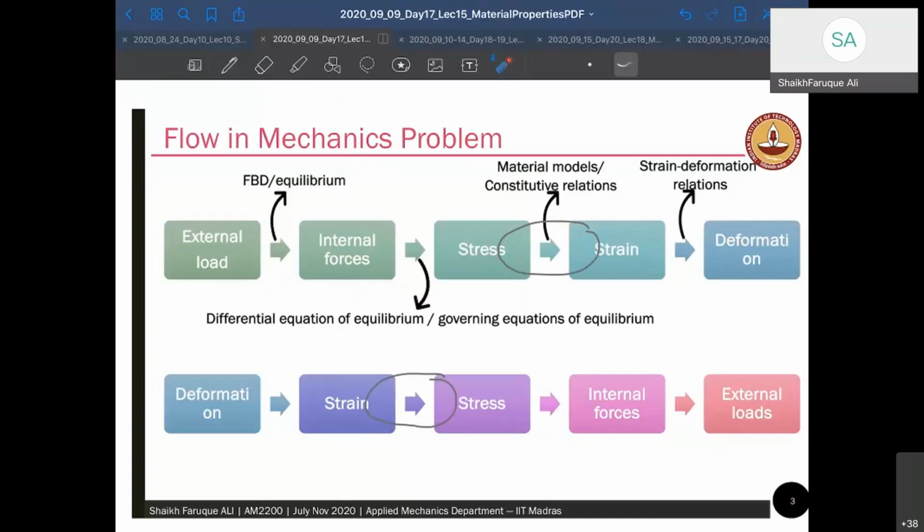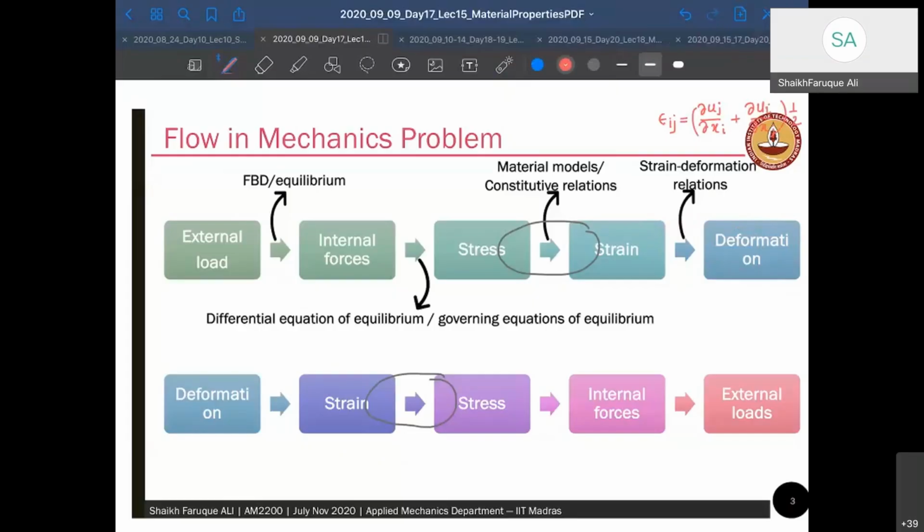We also learned how to get from deformation to strains using strain deformation relationships. We learned it, right? Strain deformation relationships are epsilon ij is equal to del uj by del xi plus del ui by del xj, right? And overall there is a half. So this is the strain relationship.